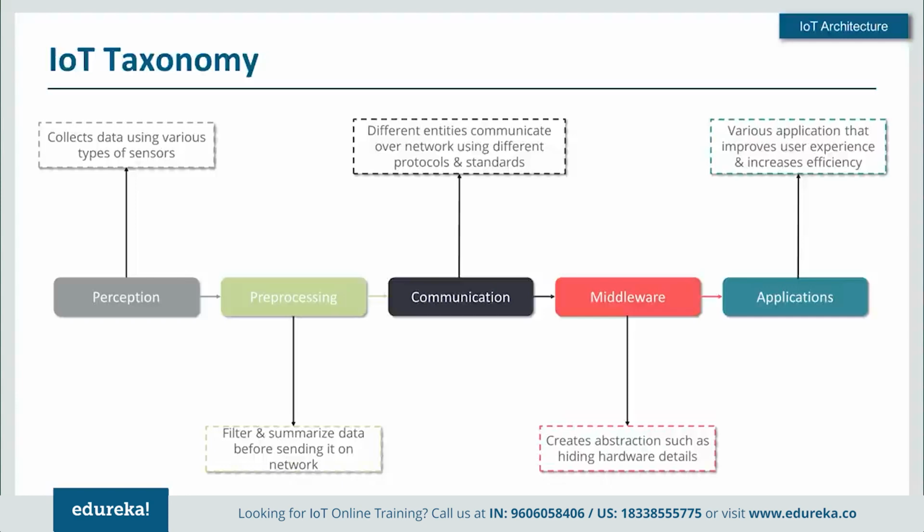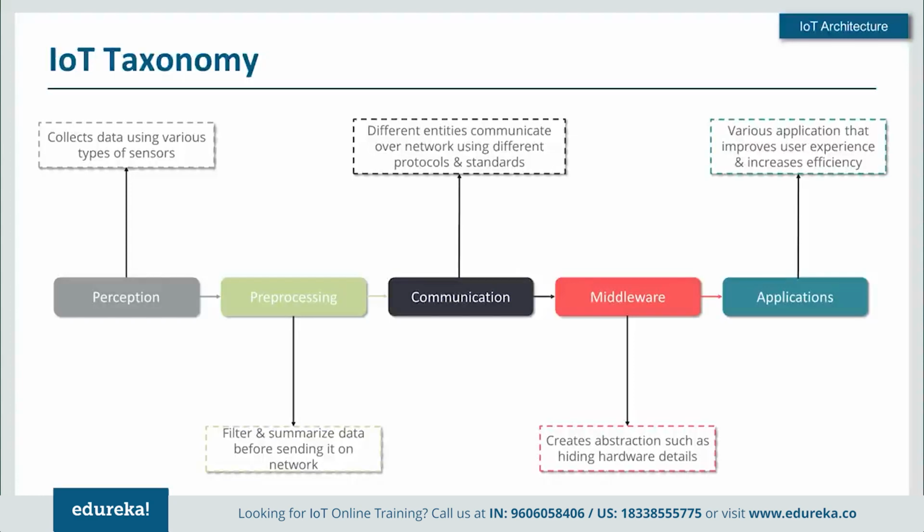Then I have a communication layer. The communication layer is very simple: here we define the protocols and standards as well as the medium through which the information has to be passed from my sensors to my main system. Middleware is something that's quite essential here. It creates an abstraction and it makes my system work much more smoothly.